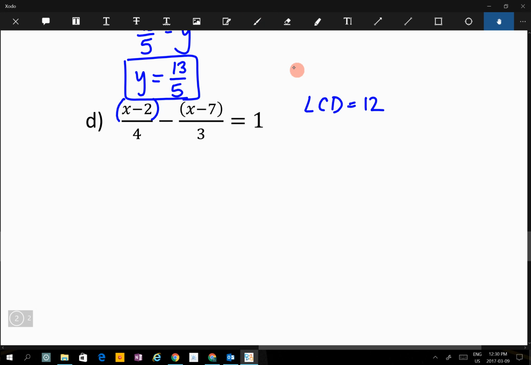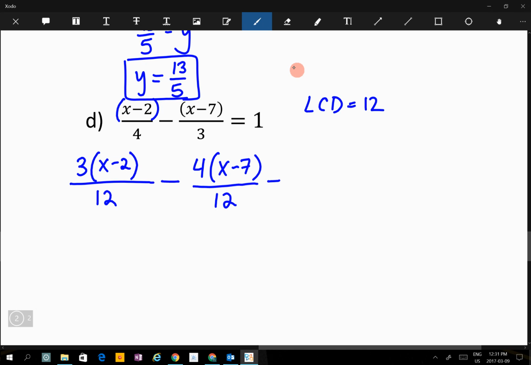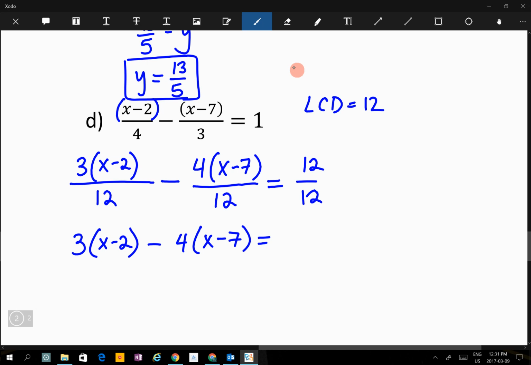Okay, so the first term, if I multiply the top and the bottom by 3, I'll get 3 times (x minus 2). Keep the brackets there. Denominator becomes 12. Minus, if I multiply the top and the bottom by 4, I'll get 4 times (x minus 7) over 3 times 4, which is 12. And on the right side of my equal sign, 1 can be represented with 12 over 12. Now that I have the common denominators of 12, I can cancel them all out, leaving me with what I have left in the numerator. So 3 times (x minus 2) minus 4 times (x minus 7). Now remember to keep your brackets, equals 12.